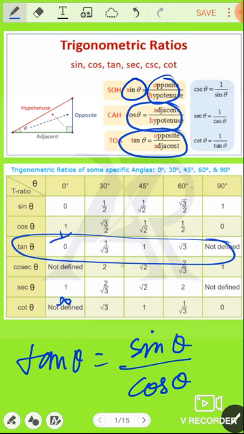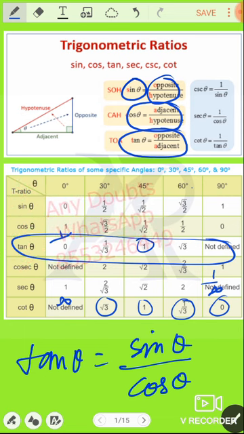1 by root 3, if you reciprocate, you will get root 3. The reciprocal of 1 is 1 only. The reciprocal of root 3 is 1 by root 3. The reciprocal of not defined means 1 by infinity, which is nothing but 0. Like this you can find the values of specific angles.